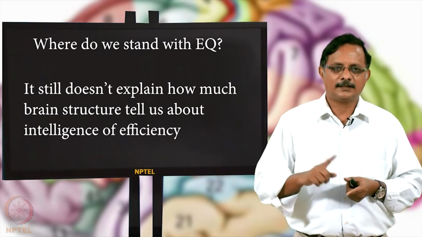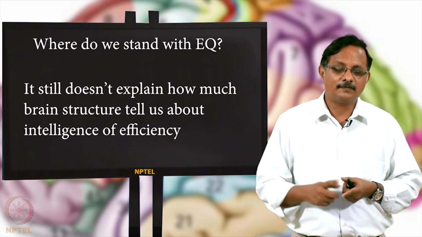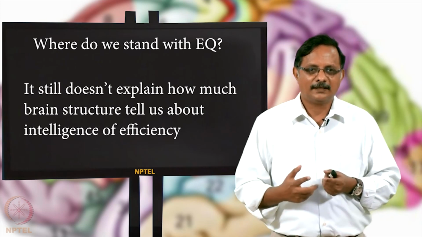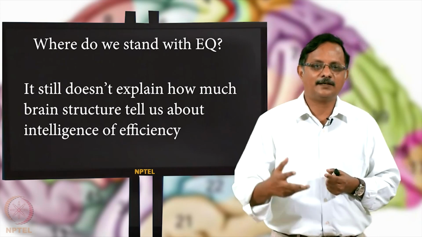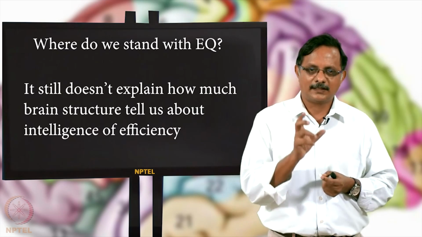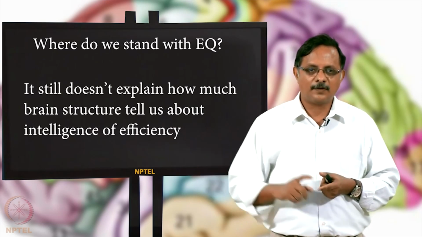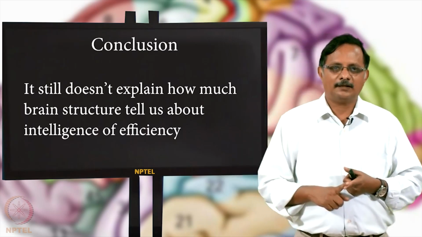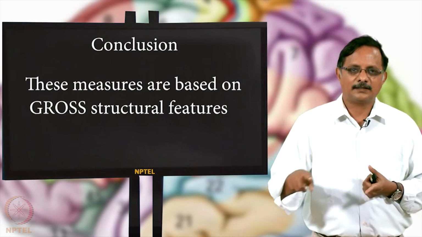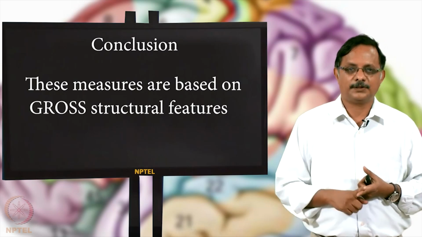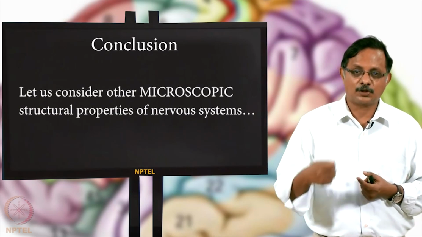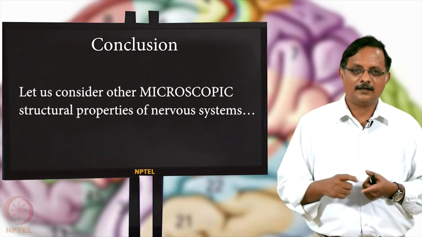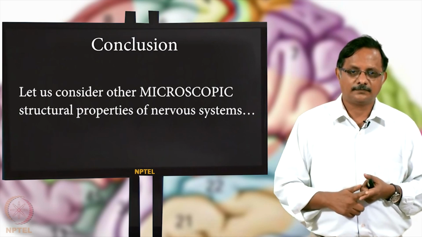The thing is, EQ is not very convincing, because it seems like some kind of a fit. We already pre-decided who is most intelligent, and you have come up with some kind of measure which confirms that intuitive belief. So maybe we need to go further, because these measures that we have looked at in this segment of the lecture are gross structural features. Maybe we should look at the microscopic structural properties of the nervous system to really understand what makes the brain intelligent. Thank you.